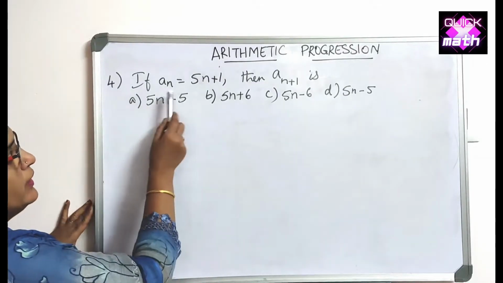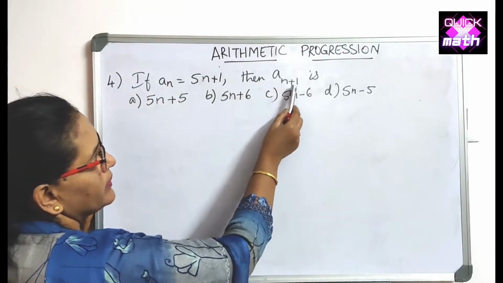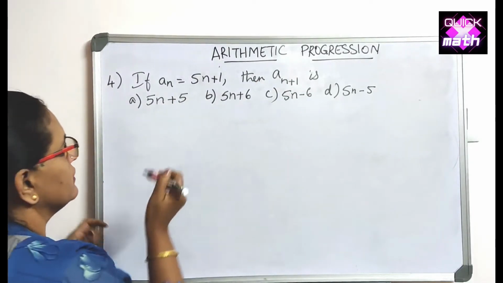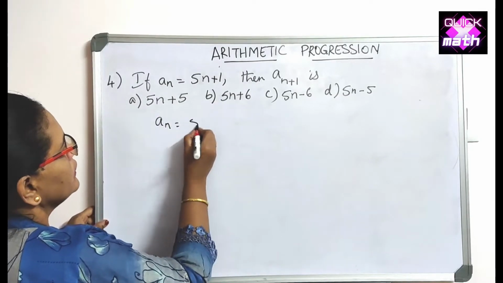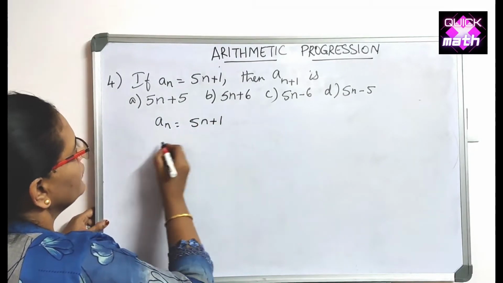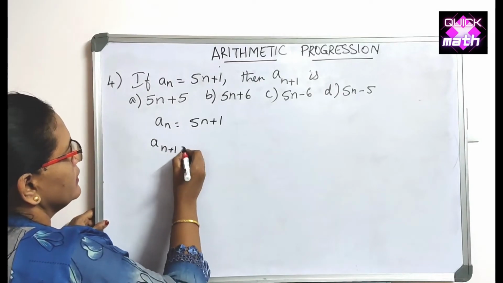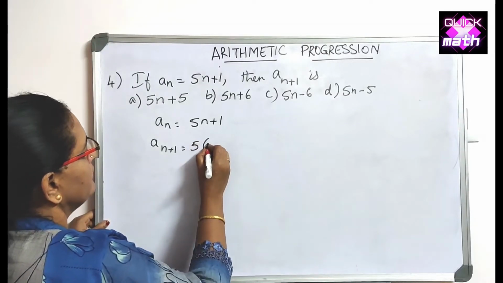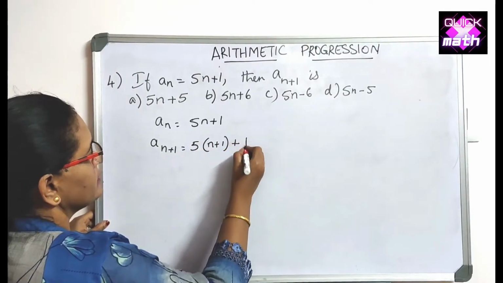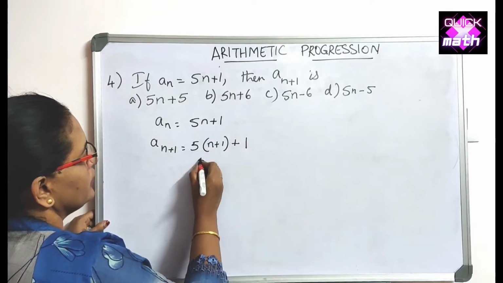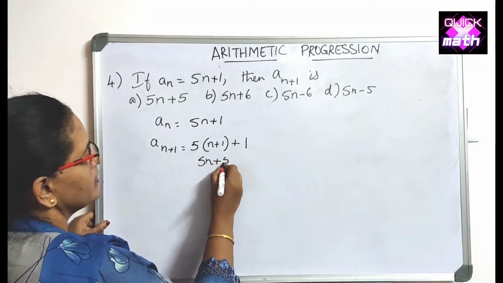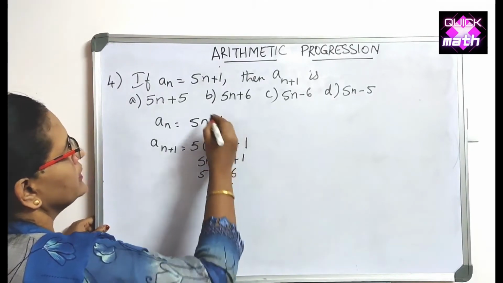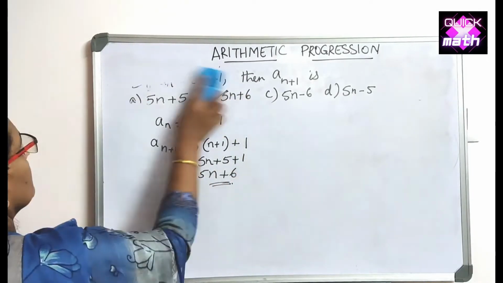The next question, if an is equal to 5n plus 1, then a n plus 1 is. That means you have to find out a n plus 1. So what is given? The given equation. So the equation is what? an is equal to 5n plus 1. You have to find out what? a n plus 1. That is the n plus 1 term you need to find out. So in place of n you write down n plus 1, plus 1. 5 into n is 5n. Plus into plus is plus. 5 ones are 5, plus 1. So 5n plus 6 is your answer. The option B is the correct answer.